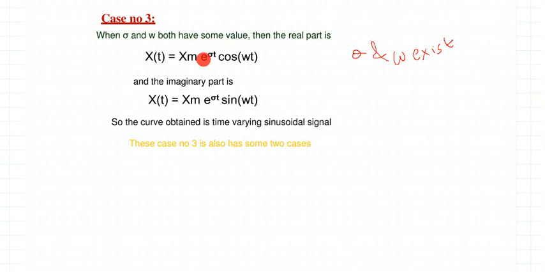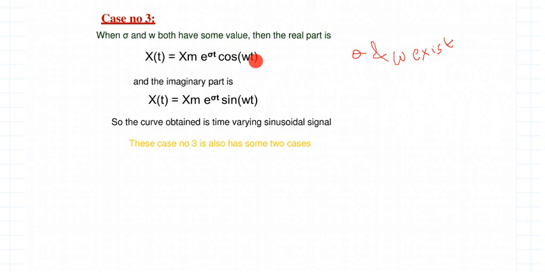E raised to sigma t cos of omega t, both the terms are present in the real part. Xm e raised to sigma t sine of omega t, both sigma as well as omega terms are present. So this is the real part which we had obtained, and this is the imaginary part which we had obtained, and both remain as they are, because both sigma and omega are intact now. Neither of them is zero. Right? So now we will discuss case 3, when we get both the imaginary part as well as the real part having both the functions, sigma and omega.